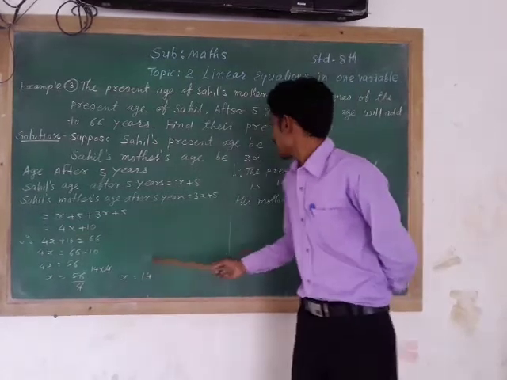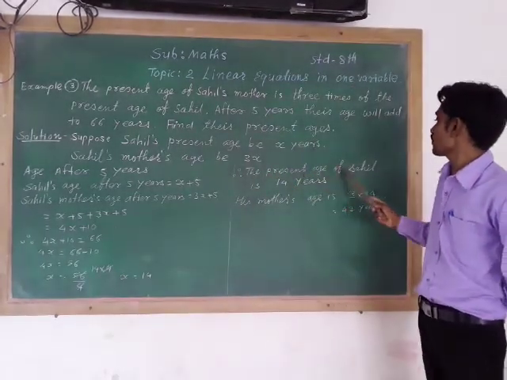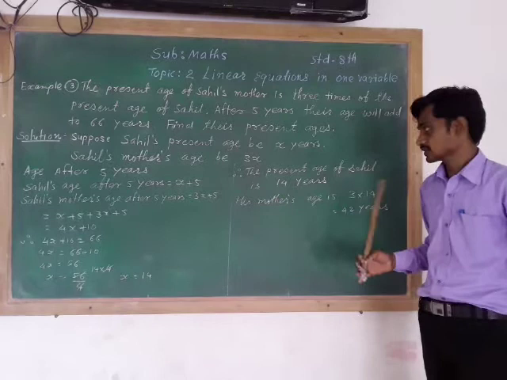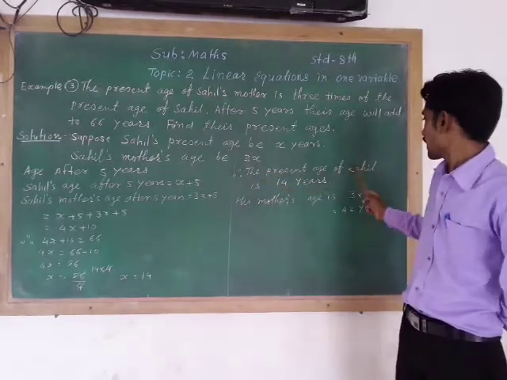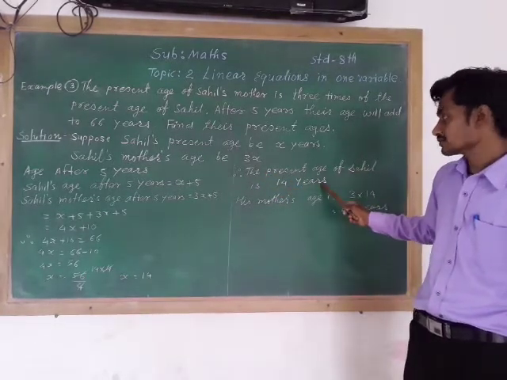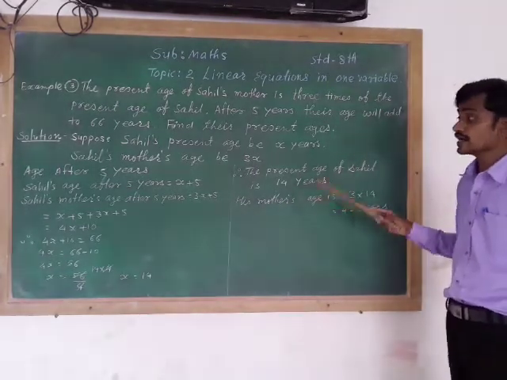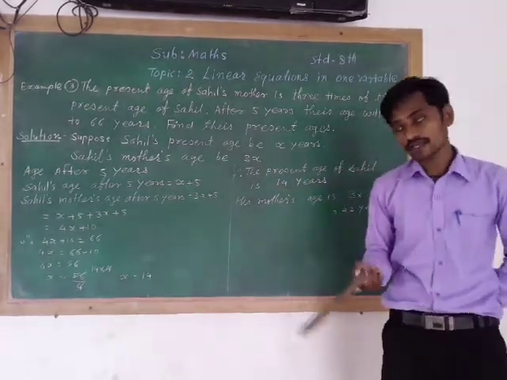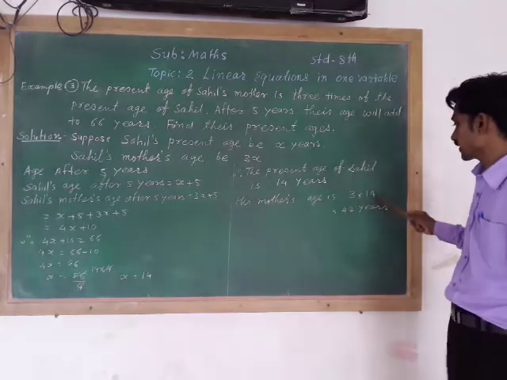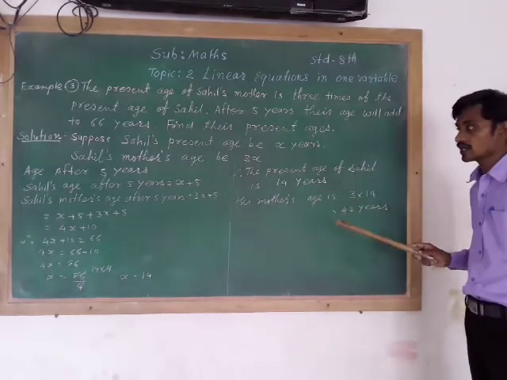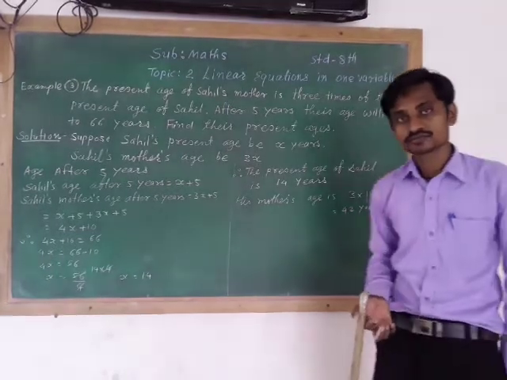So the present age of Sahil is 14 years. So what is the age of Sahil? 14 years. Okay. Now his mother's age is 3 times, which means you have to multiply by 3. 3 multiplied by 14 is 42 years. Okay. Understood this sum? Okay.